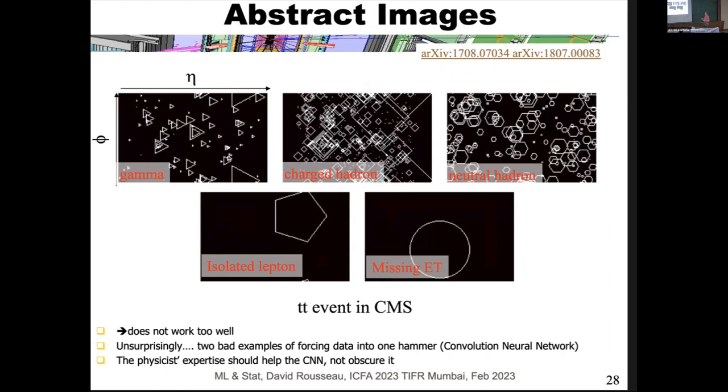which is to generate images like that with eta phi, which is meaningful, but then putting objects where the size of the object indicates the energy. So here is a map of one event where the position is the right position, and the size indicates the energy of the gamma. Same for charged hadrons in the calorimeter, neutral hadrons, and then the one isolated lepton, different shape, missing ET, different shape. And then they run a CNN on that, and it does not work too well.